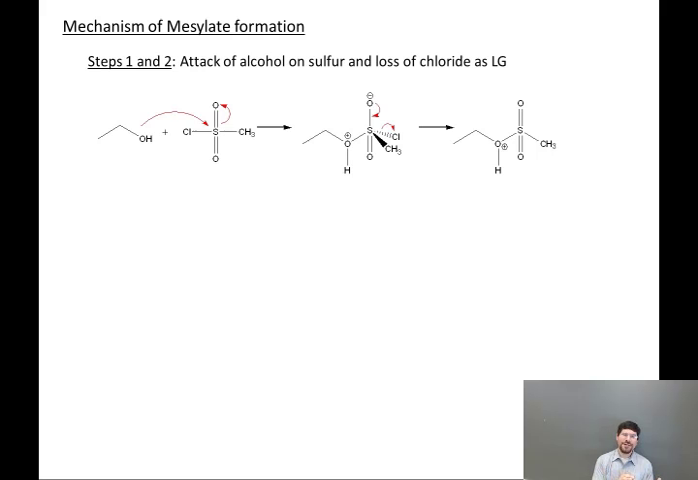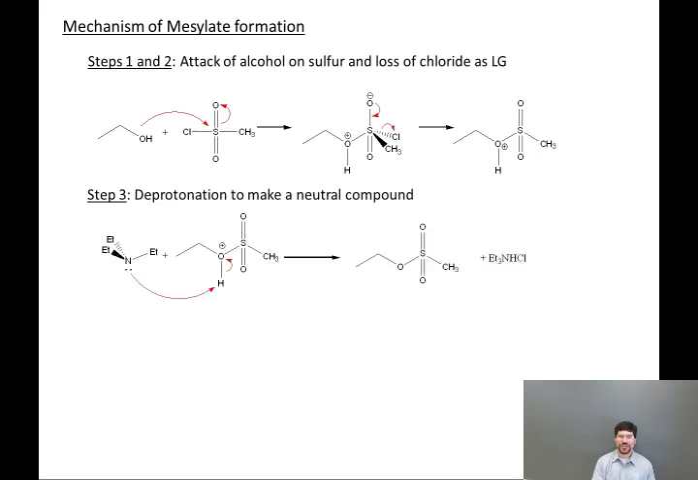Okay, so step 1 is going to be attack of the alcohol on the sulfur, and at the same time breaking one of the SO pi bonds, just as we saw in the case of the SOCl2 reaction. And then again, just as in the case of the SOCl2 reaction, we reform the SO pi bond and kick out the chloride as the leaving group. So we've now come to a molecule in which you have the oxygen still having its hydrogen on it, but it's been activated.